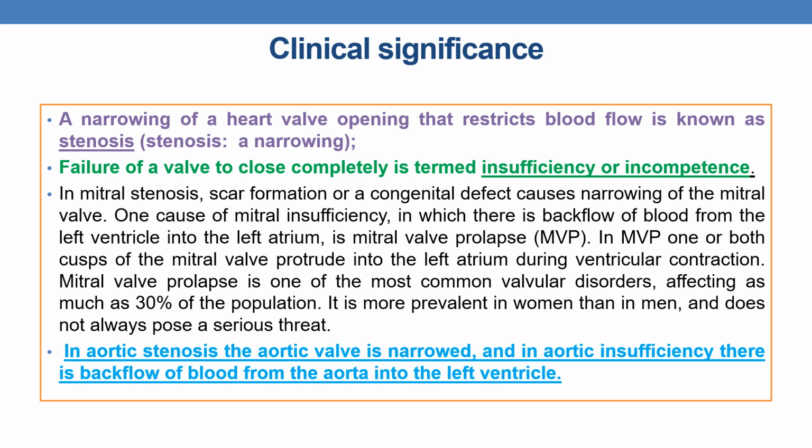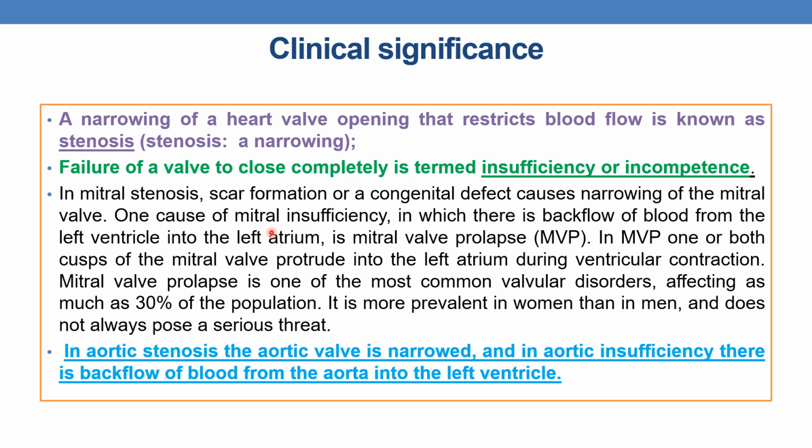Now coming to the clinical significance, let us briefly discuss what is stenosis and what is insufficiency. Narrowing of a heart valve opening that restricts the blood flow is known as stenosis, and failure of a valve to close completely is termed insufficiency or incompetence. Now let us see a condition. In mitral valve stenosis, scar formation or a congenital defect causes the narrowing of the mitral valve.